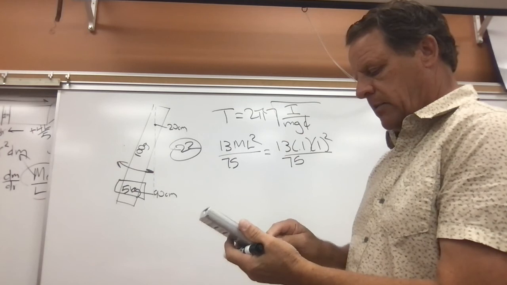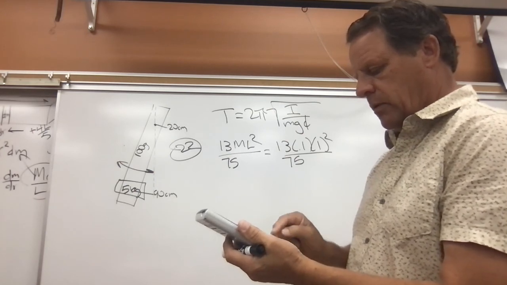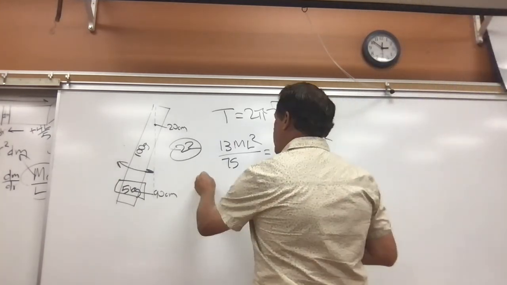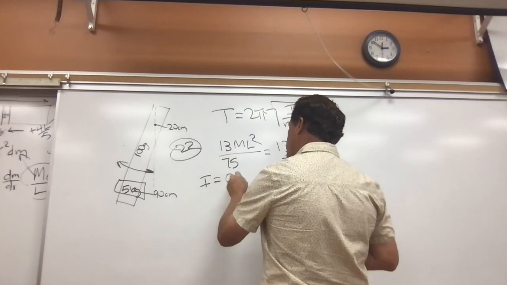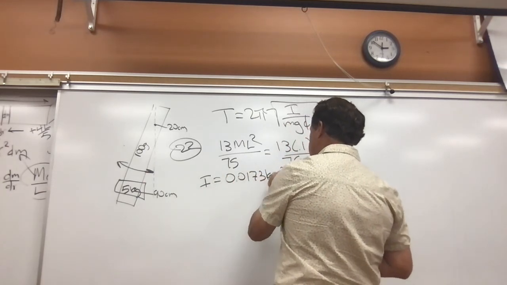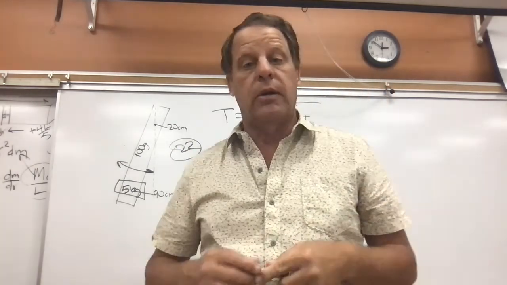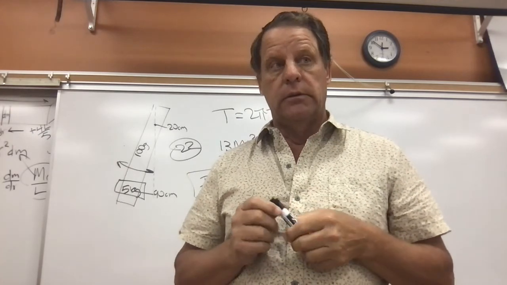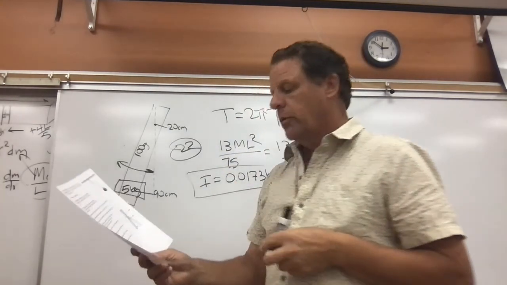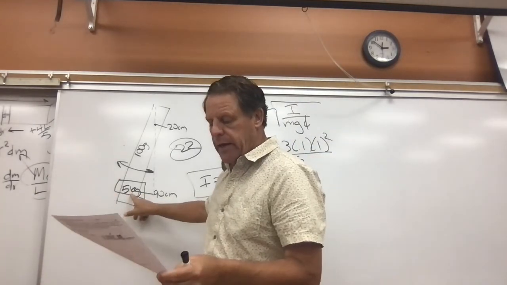13 divided by 75 times 0.1 gives us 0.0173. So our I here is going to equal 0.0173 kilogram meter squared. All right. Now, you guys, that's only part of our moment of inertia.